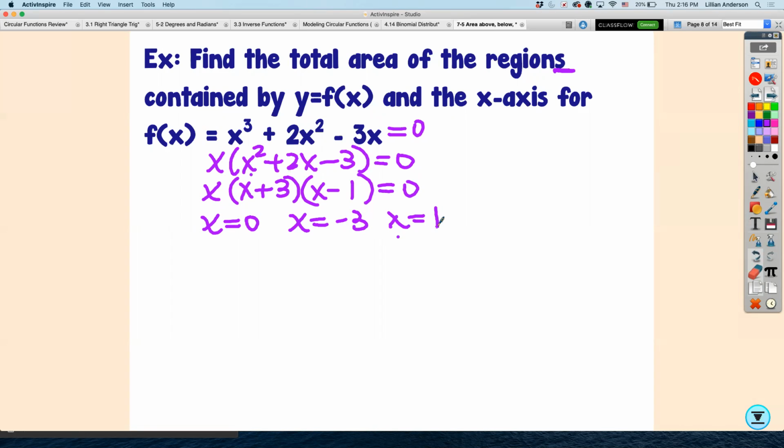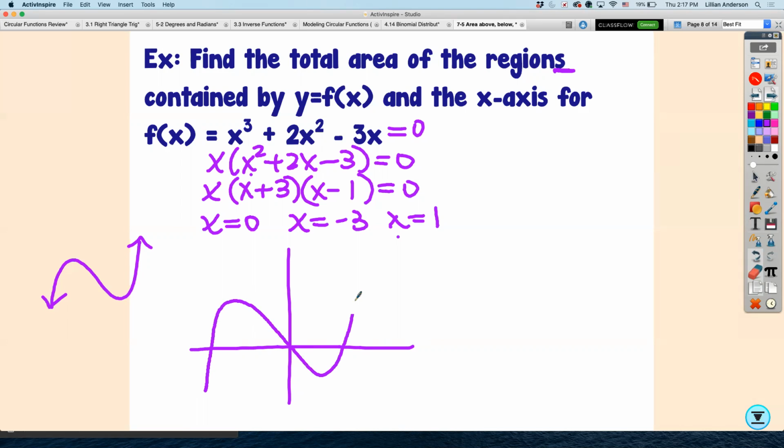And using what we know from a prior class, x to the 3rd looks like this, it goes up, right? That's exactly what this looks like. It's going to cross the x-axis at -3, 0, and 1. So cross, cross, cross. Does it matter how much it's going to dip above and below? No, but you know that it follows that cubic fashion where the end behavior is negative and then positive, okay?